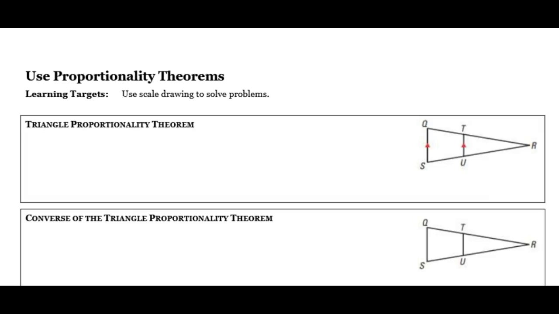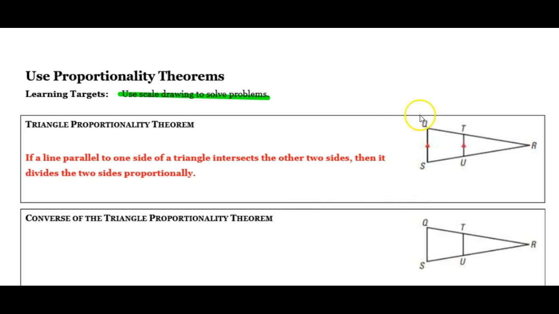Use triangle proportionality theorems. So our learning target today is to use scale drawings to solve problems, and we're going to learn 4 new theorems for your notebook. And the first one is the triangle proportionality theorem, which states, if a line parallel to one side of a triangle intersects the other 2 sides, then it divides those sides proportionally, not in half. TU could be a midsegment, but it is not necessarily a midsegment.